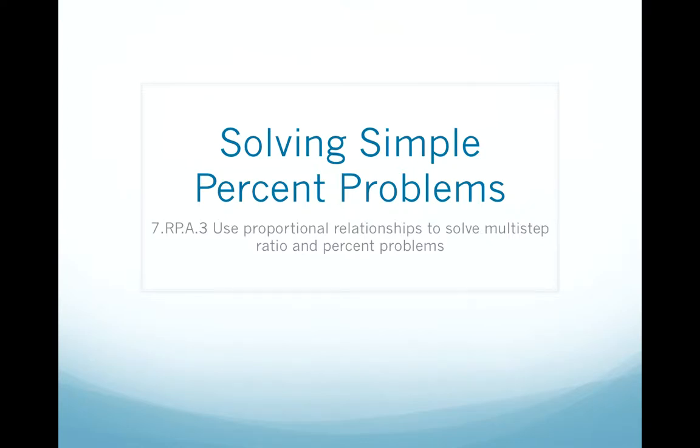Hello, 7th graders. Today we are looking into solving simple percent problems. This belongs to Common Core Standard 7.RP.A.3: Use proportional relationships to solve multi-step ratio and percent problems.